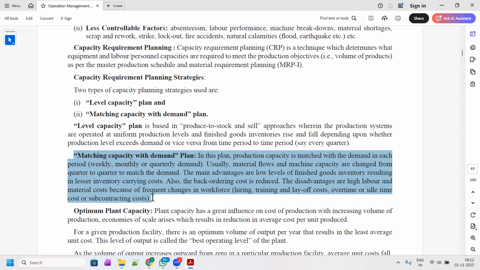So the main advantage of using matching capacity over demand is a low level of finished goods, because we are not producing too much. There's a principle called kaizen and lean manufacturing, based on which you don't keep too much stock of finished goods for selling. You create stock based on the target you have, weekly or monthly or quarterly. The more focus is on the targets, and then we'll try to produce lesser finished goods so that we have lesser inventory, and that will reduce the inventory carrying cost.